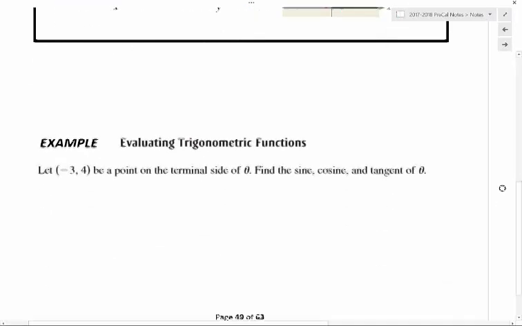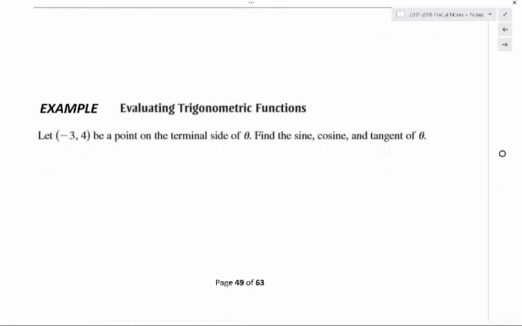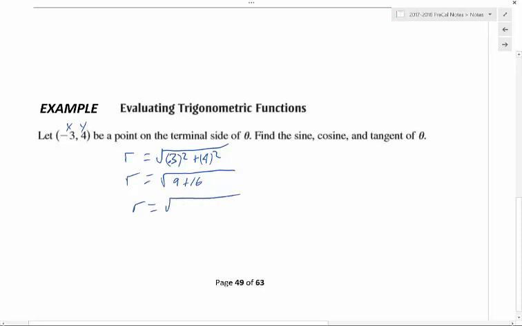a point, -3, 4. I want to find the sine, cosine, and tangent of the angle. Well, I need to find the r, the radius, if you will, for that point. So it's going to be the square root of -3 squared plus 4 squared. We have our x, we have our y. Now let's find our r. So 9 plus 16. So r equals 5.